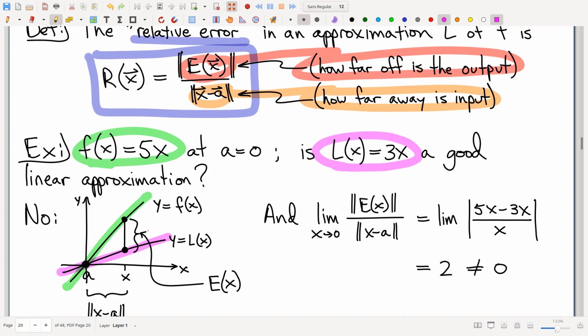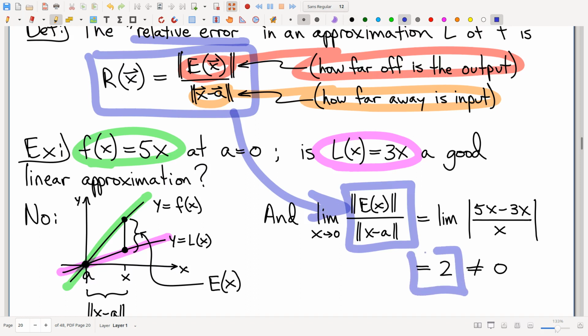And let's look at relative error. Relative error is error divided by x minus a, and you can crank that out. That's 2, which is not 0. So if I were to require not error, but relative error, to go to 0, then this obviously bad linear approximation fails, as it should. And it turns out this is exactly what we need.